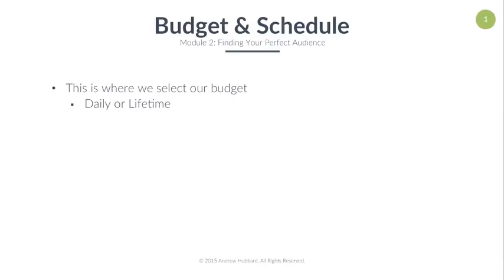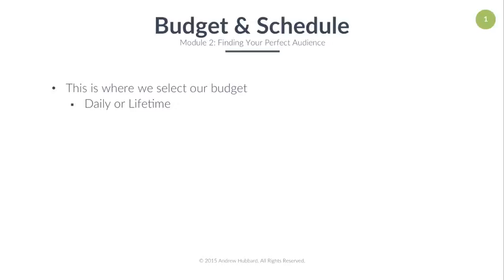Now we're moving on to our budget and schedule. So this is where we select our budget, and we can either choose a daily budget or a lifetime budget. If you choose a daily budget, Facebook will never spend over that amount on ads in a given day. And if you choose a lifetime budget, Facebook's algorithm will try to even out your spend across the lifetime of your campaign, so it's as even as possible.